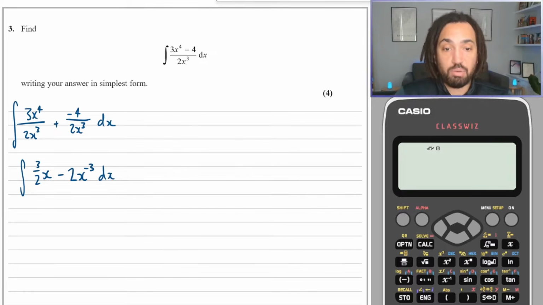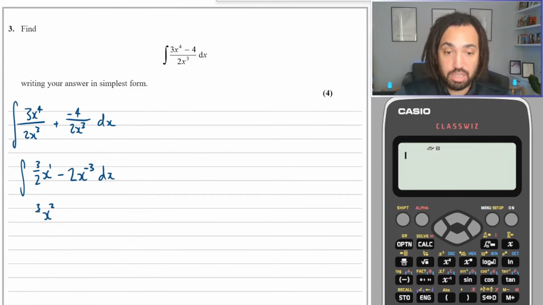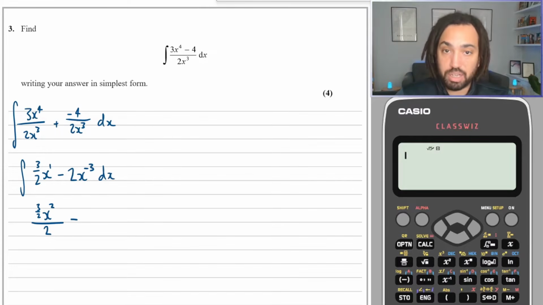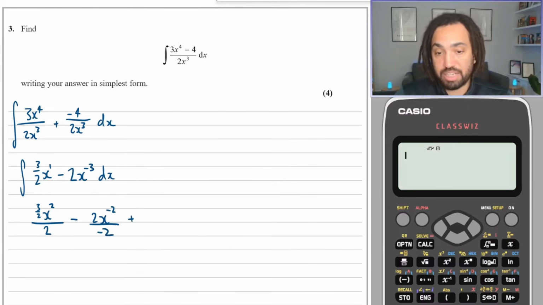Okay, right, now we integrate. So we do so by upping the power by 1. So this becomes x to the 2, and then we divide by the new power, which is a 2. And over here, we up the power by 1. Now, minus 3, if I add 1 to it, I get minus 2. So the new power is minus 2, and then we divide by that new power, minus 2. And we always have to add on c.